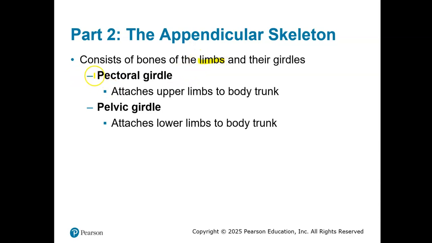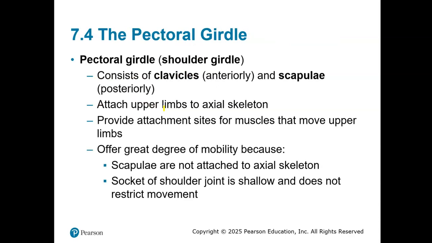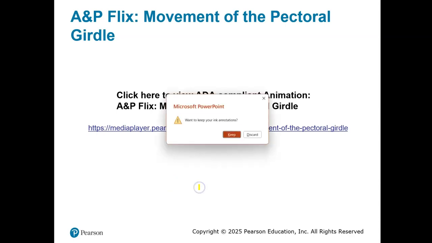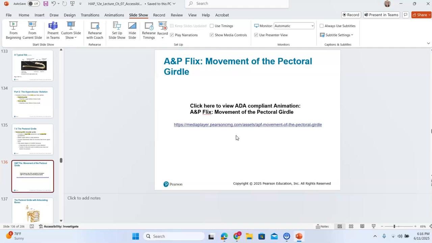pectoral girdle, which consists of the clavicle and scapula, and the pelvic girdle, which consists of the pelvis and the sacrum. So, pectoral girdle or shoulder girdle consists of the clavicle. Clavicles is the collarbones, and the scapula is your shoulder blade. All right, there's an A&P Flix animation. Let's see. This is slide number 136.